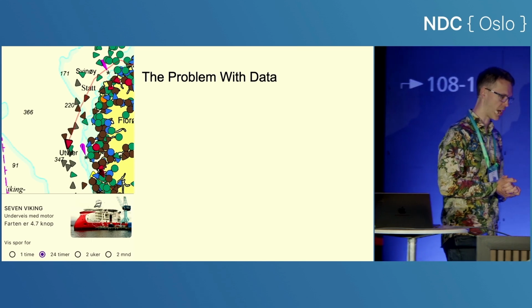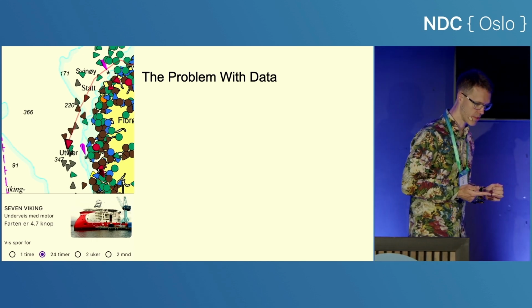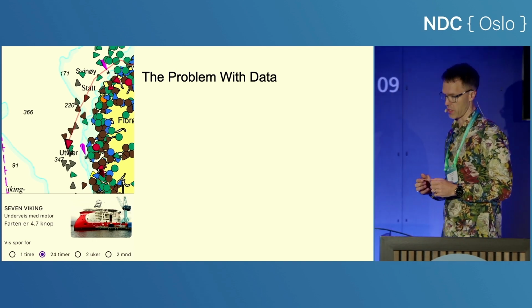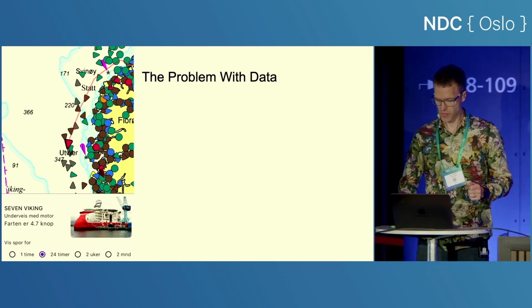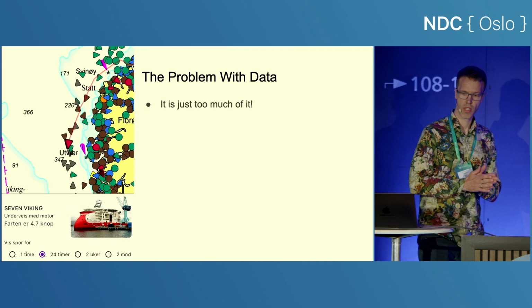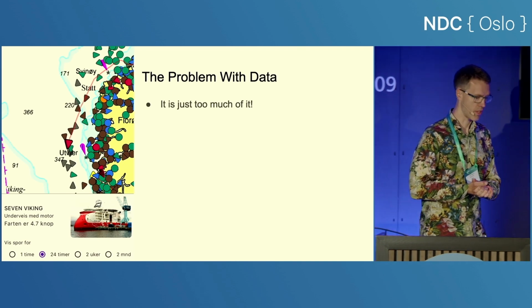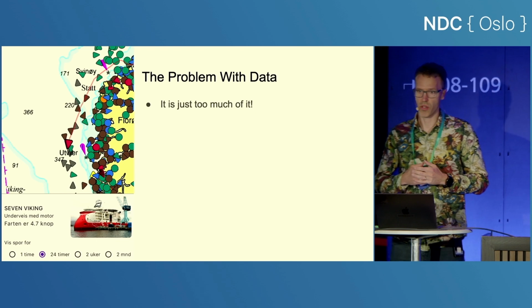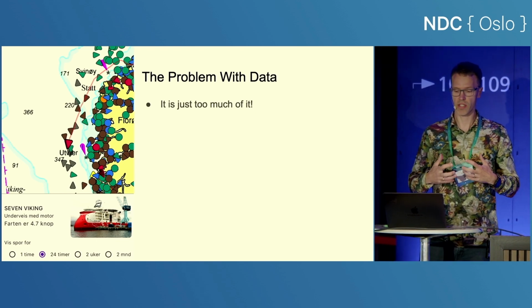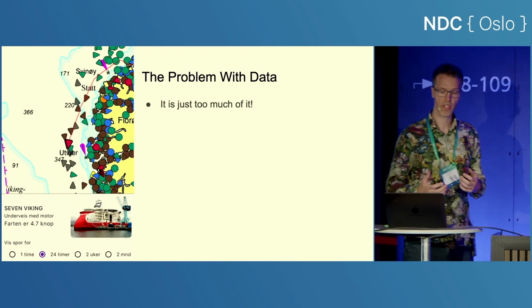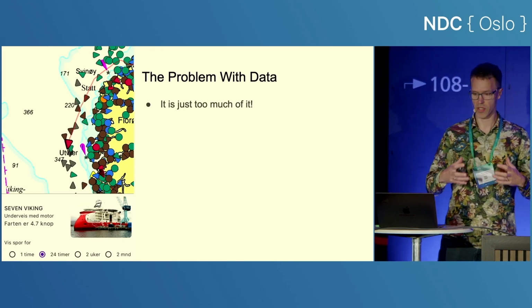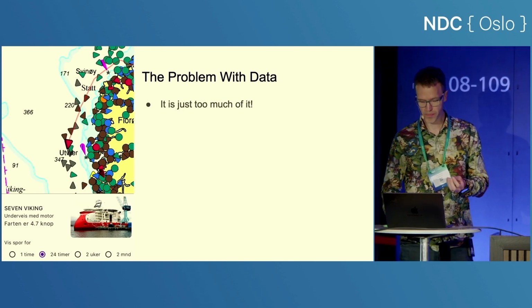OK. So now I've stored positions in Postgres. But there's a problem with data, right? And you all know that. It's just too much of it. These boats, they don't stop moving. They produce positioning data all the time. And my disk is getting full, my index is getting heavy, inserts take longer and longer time, and querying the data is also taking longer and longer time.